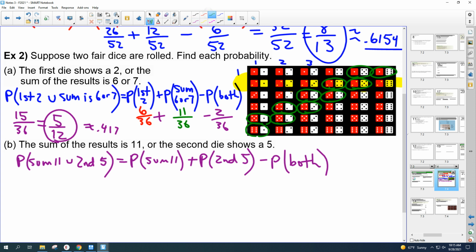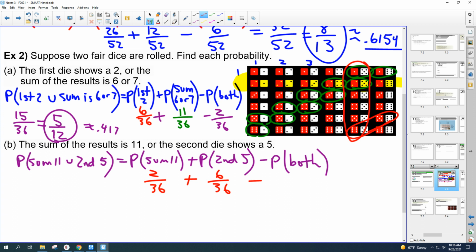I would just look at this picture. Sum of 11, I think there's just 2 of them. Sum of 11 is 2 out of 36. Second one is a 5. Second one is a 5 is these 6 right here. So that probability is 6 out of 36.